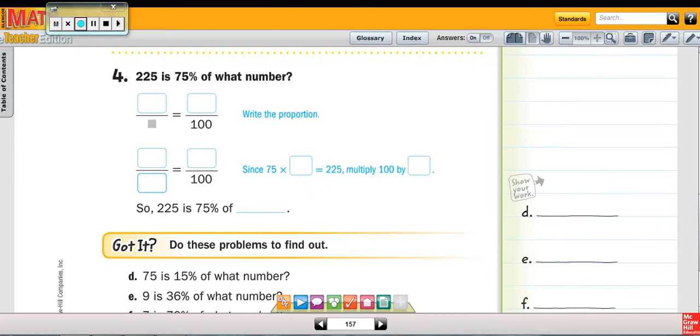225 is 75% of what number? They already set up the proportion for us. They actually even put in the 100 for us. So what do we need to put in? 75 needs to go where? Above 100. Very good.